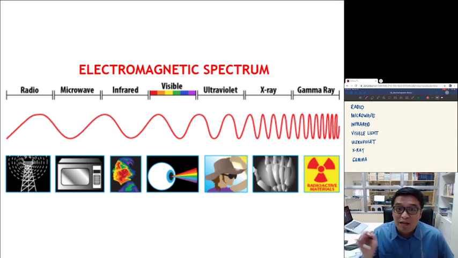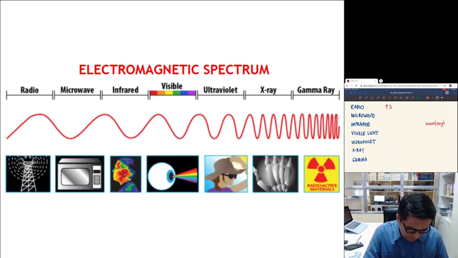Now, looking at this spectrum, we see that each wave has different wavelengths. And using the diagram, we see here that radio waves have the longest wavelength, or the longest lambda. Okay, take note that wavelength is denoted by the Greek letter lambda. And gamma rays have the shortest wavelength. Now notice for gamma rays in the diagram, the distance from one crest to the other crest is very, very short. That's why we say that they have the shortest wavelength.